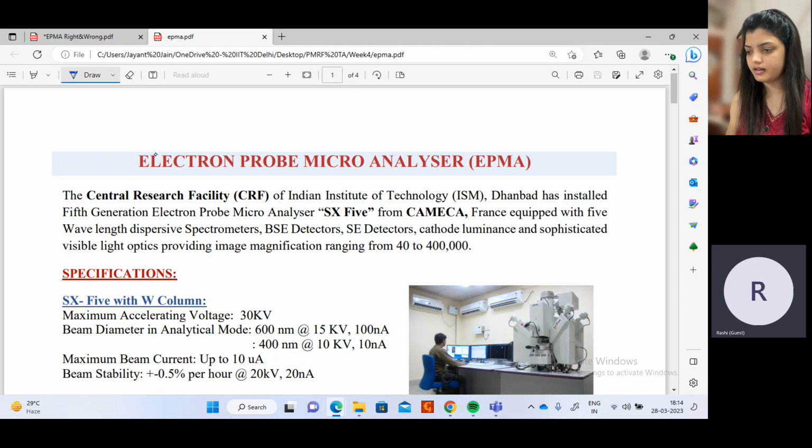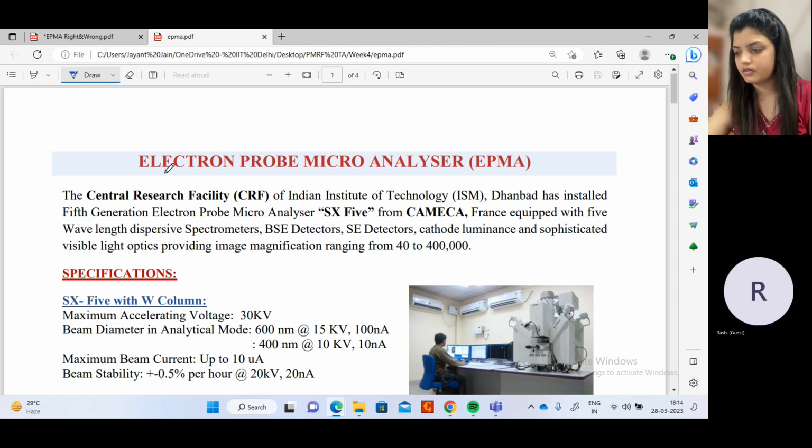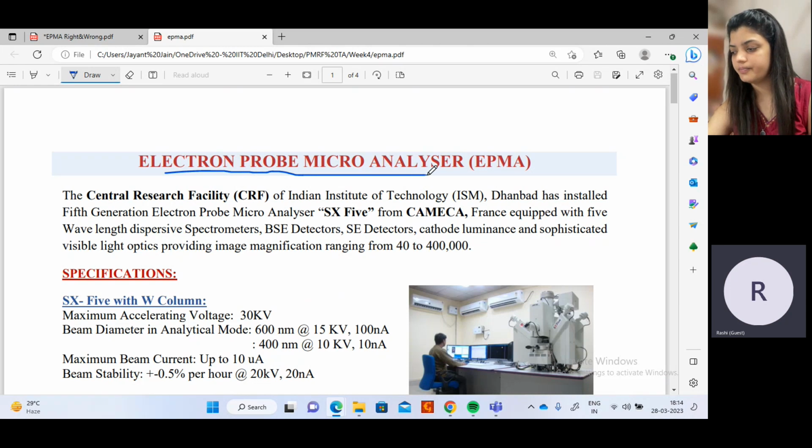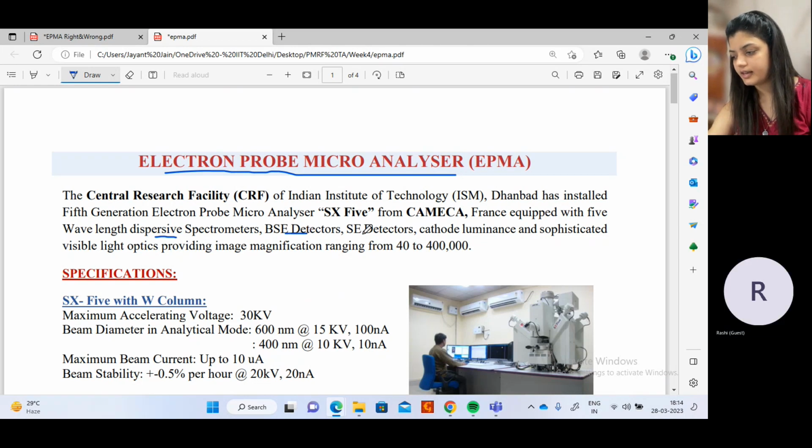So this is EPMA, as we all know, the electron probe microanalyzer. A similar facility, CRF, the Central Research Facility, is also there in IIT Delhi, and we have also installed an EPMA recently. We have 5 different detectors: wavelength dispersive spectroscopy, BSE detector, SE detector, cathodoluminescence, and sophisticated visible light optics.